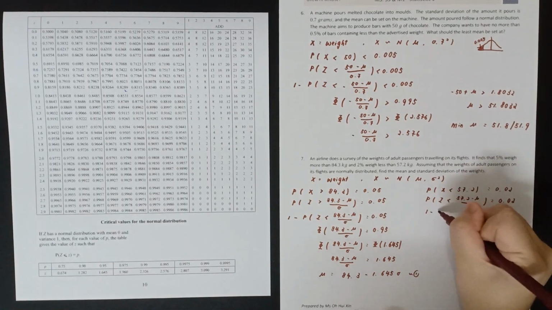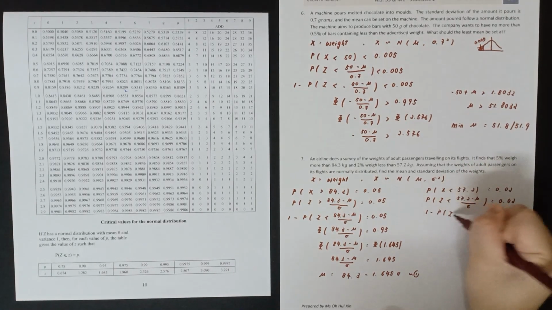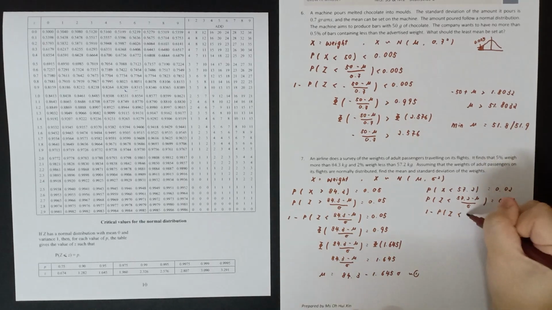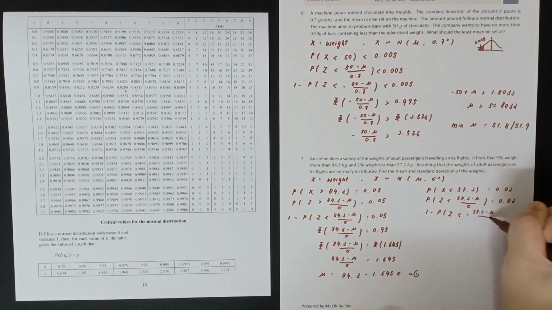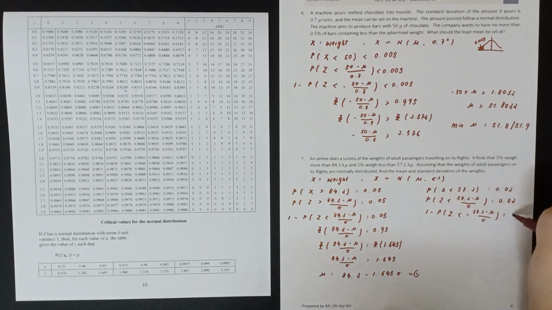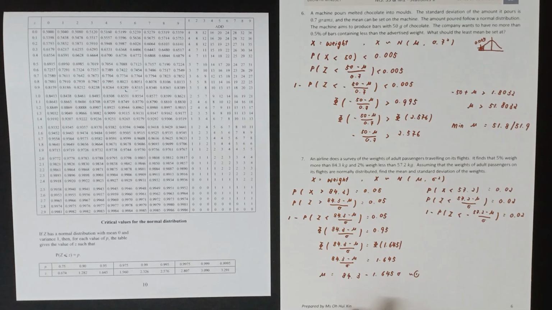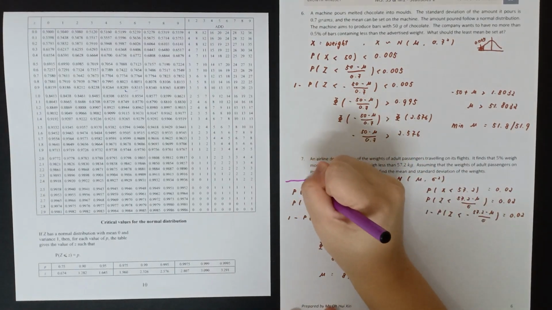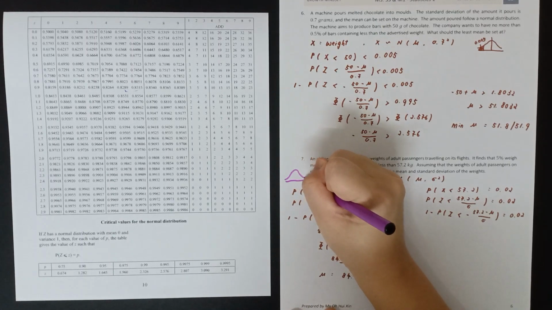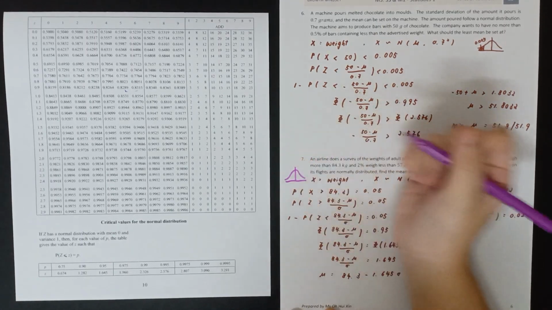Okay, then I'm going to do reflection. Z less than negative (57.2 minus mu) divided by standard deviation, 0.02. Okay, I hope that you really can understand why I know that I should do 1 minus, or I do not need to do so. Okay, I'm just going to explain, just in case you don't understand.